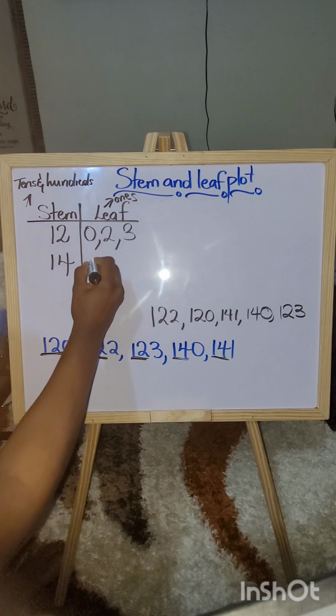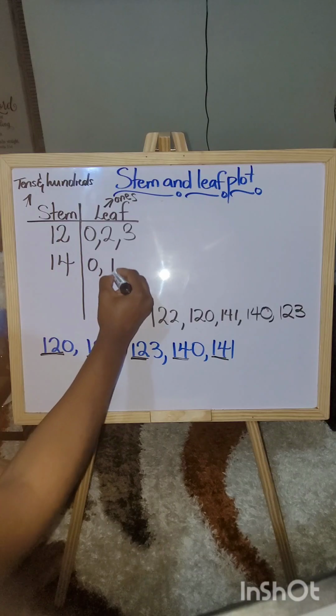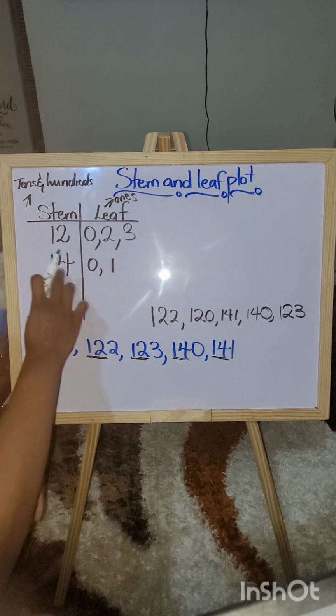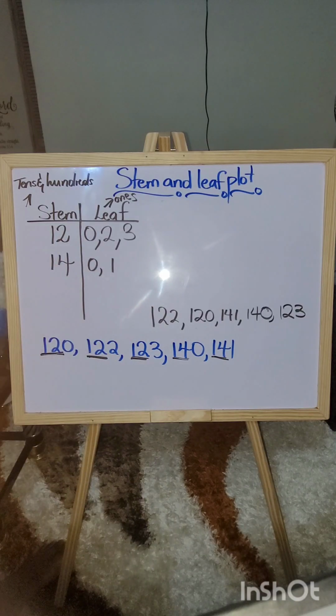And so we add the numbers that come after. It still means 140, 141. That's what it still means. So a stem and leaf plot is basically splitting the numbers into two while keeping the value of the numbers. You're distributing the numbers while keeping the value, so the value doesn't change.